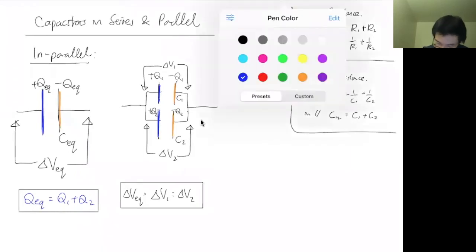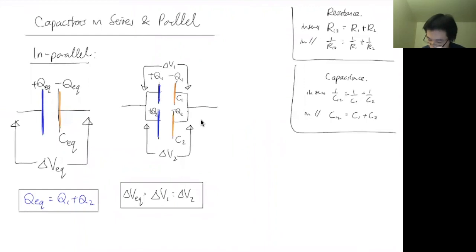Right, so what do we go from here? It's good to keep in mind the definition of capacitance. Right, so let's plug this in here and in here and see what we learn. If we plug it into the potential equation, we get QEQ over CEQ equals Q1 over C1 equals Q2 over C2.